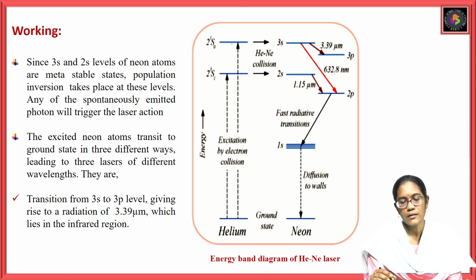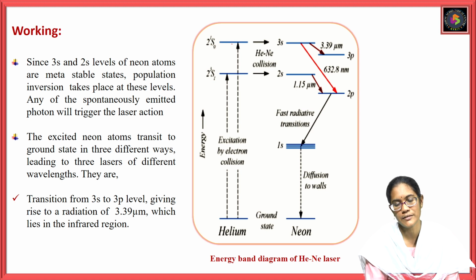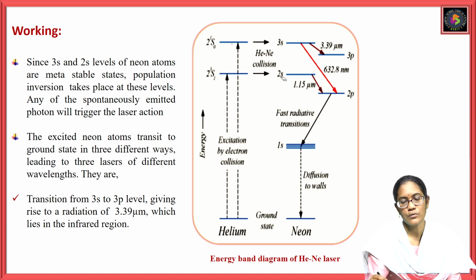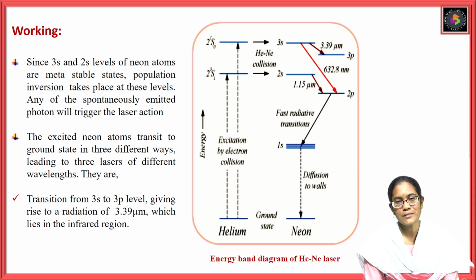It means that the high energy levels of helium, 2,1s and 2,3s, have the same energy as in the neon case, the 3s and 2s. Both energy levels have the same energy and are very close to each other. So there is a possibility of transfer of energy from helium to neon very easily. The energy transfer occurs very easily. This process is called resonance transfer of energy.